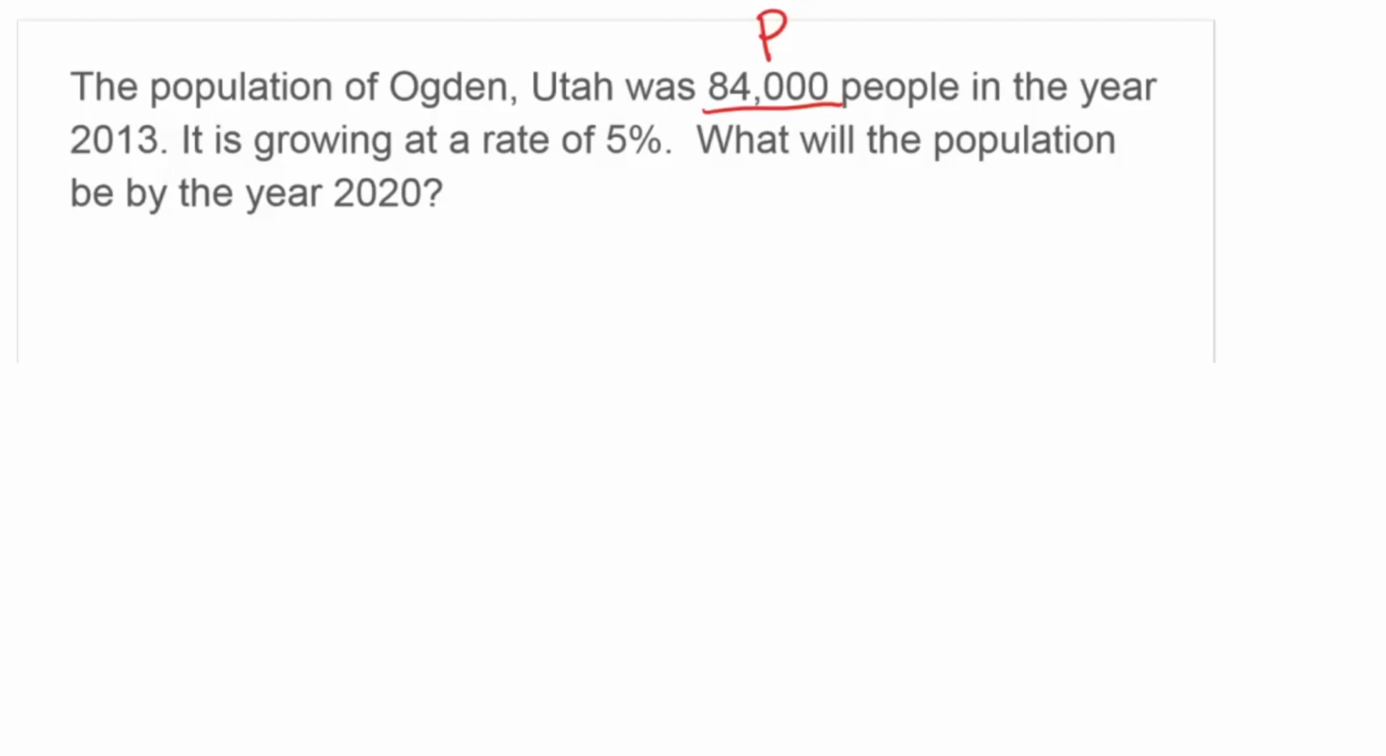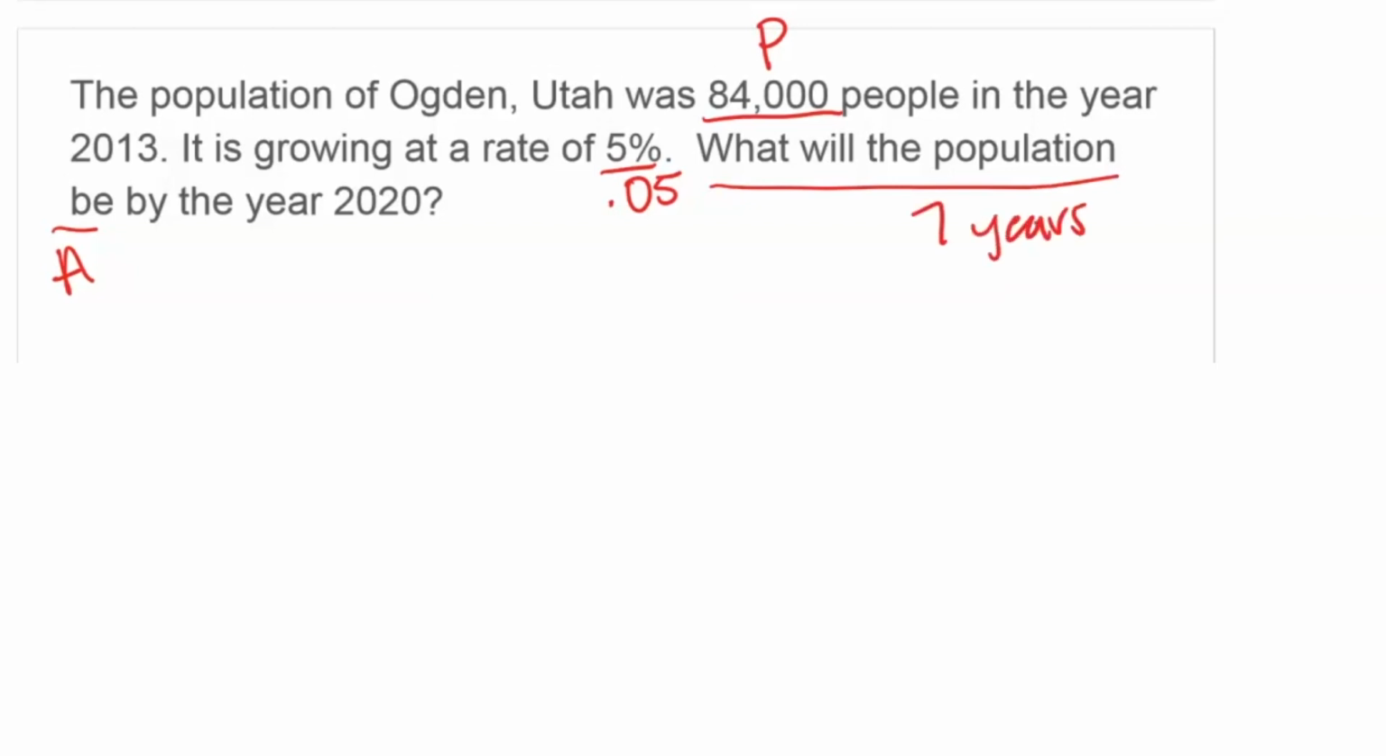And that was in the year 2013. It is growing at a rate of 5%. So we would write that like 0.05. And it says, what will the population be by the year 2020? That's the ending amount, A. We don't know what that is. That's what it's asking us for. And this one's a little tricky because it doesn't give us the exact amount of time, but it does tell us that we are starting in 2013 and we're ending in 2020. So we just have to use our brains a little bit and know that that means it's 7 years. From 2013 to 2020 is 7 years.